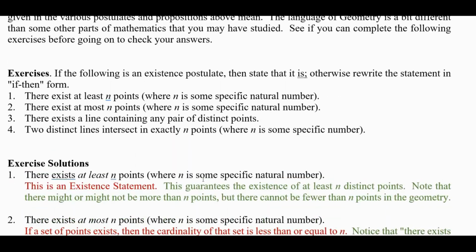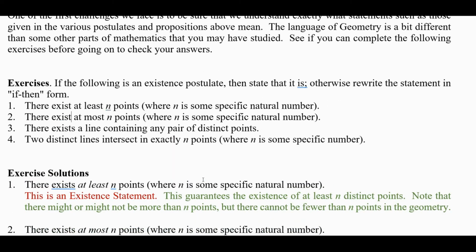Okay. The first one is actually an existence statement. There exist at least n points, where n is some specific number. This just flat out says something exists. This guarantees the existence of at least n points, whatever n is. So there may or may not be more than n points, but there cannot be fewer than n points in the geometry. If say n is 5, there exist at least 5 points, then this says that there are 5 points in the geometry. There might be more than 5, might not be more than 5. We don't know about that, but there have to be at least 5.